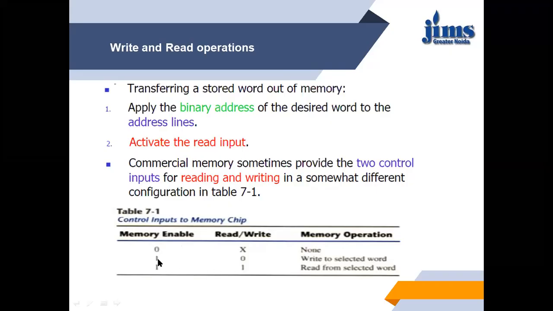Whenever enable is 1, it will check the read/write input. Whenever it is 0, it writes to the selected word. Whenever it is 1, it reads from the selected word. The selected word is chosen from the address lines. So if the read/write input is 0, it will write, and when it is 1, it will read. So we say read/write bar, and the input will be like this.